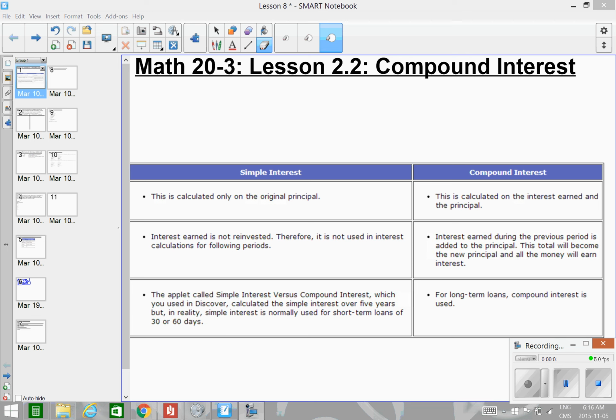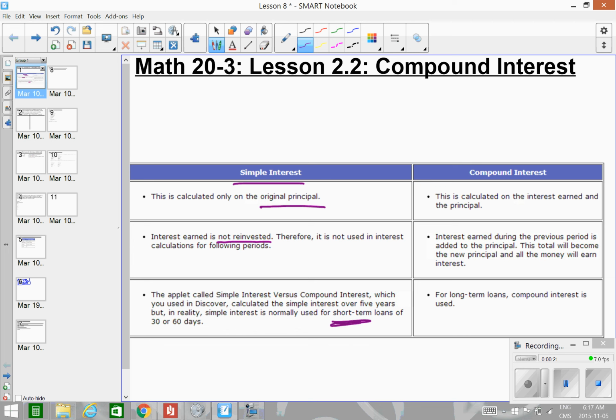Alrighty, today we're going to talk about compound interest. So, we already talked about simple interest, and simple interest is calculated only on the principal. Whatever interest you earn in simple interest is not reinvested. Right? Therefore, it's not used in interest calculations for the following periods or years. And that's the one that's typically used for short-term loans.